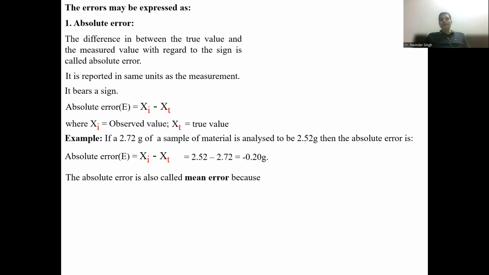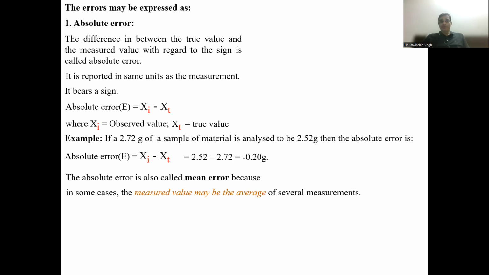The absolute error is also called the mean error because in some cases the measured value may be the average of several different measurements. During a titration also, we repeat the experiment multiple times. First reading, second reading, third reading, means what will we then take of all of them?